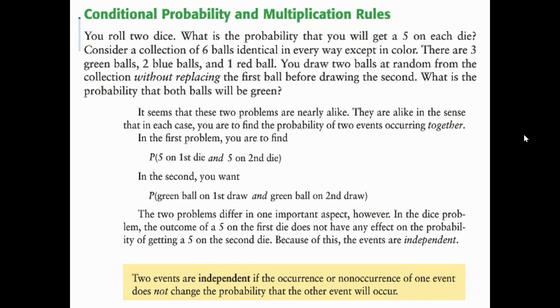Two events are independent if the occurrence or non-occurrence of one event does not change the probability that the other event will occur. Independent. Rolling dice. Drawing, well, I wouldn't say this. Rolling dice, a woman having a child, a boy or a girl, or having two children. The sex of the first child has nothing to do with the sex of the second child.